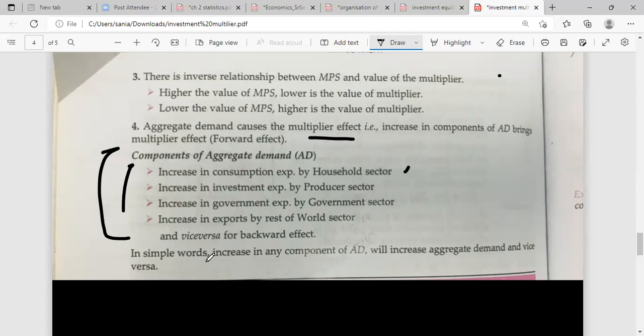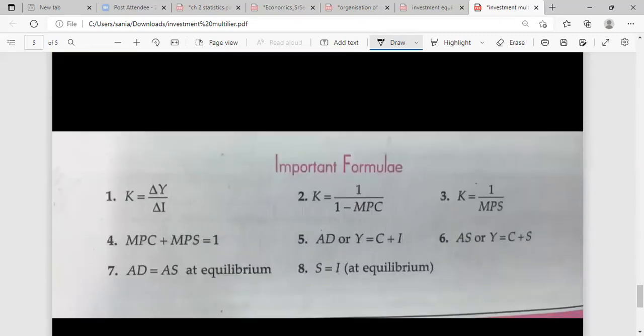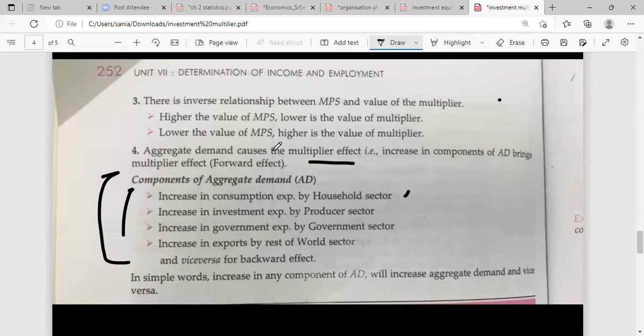And then you will write in simple words, an increase in any component of AD will increase aggregate demand and vice versa. And after that, there are a few formulas which you have to write down, and on the basis of these formulas we will solve a few numericals today. So first write the fourth point and then I'll scroll it down.